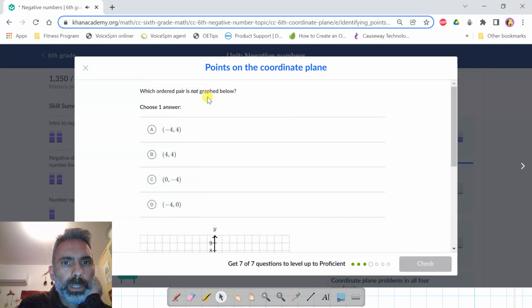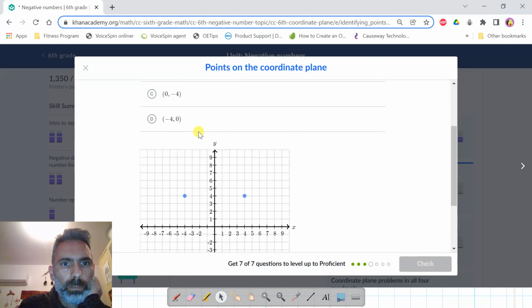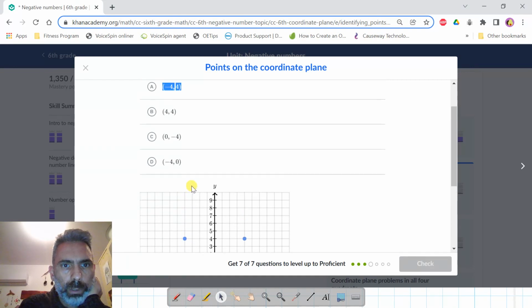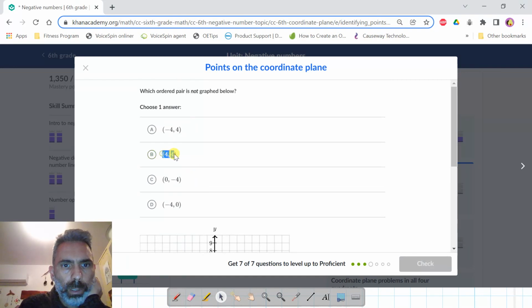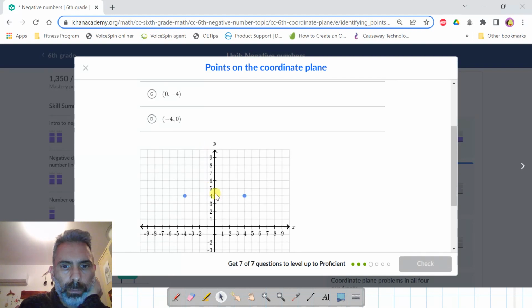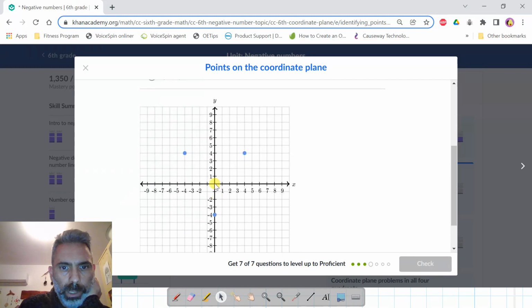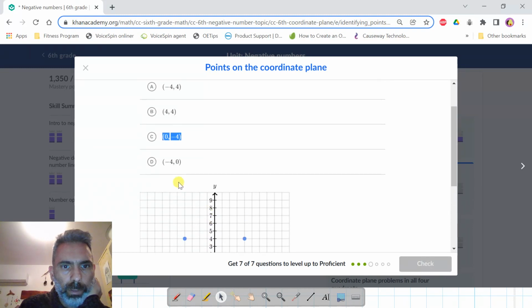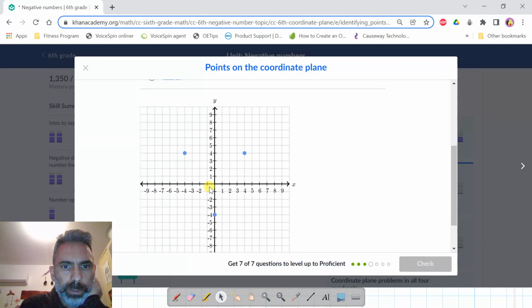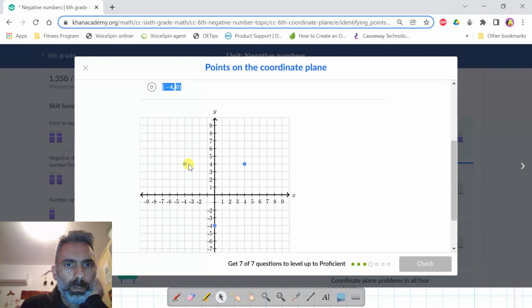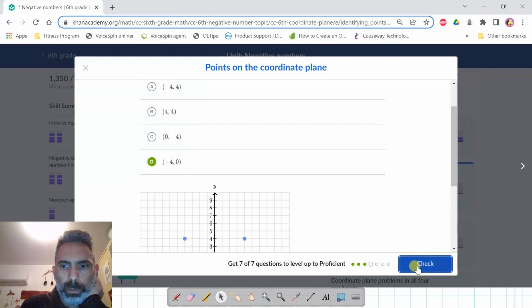Which ordered pair is not graphed below? Okay, so let's check. (-4, 4) is graphed. (4, 4) is graphed. (0, -4), 0 on the x, -4 on the y, is graphed. (-4, 0), -4 on the x and 0 on the y, is not graphed. Okay, so B is not graphed.